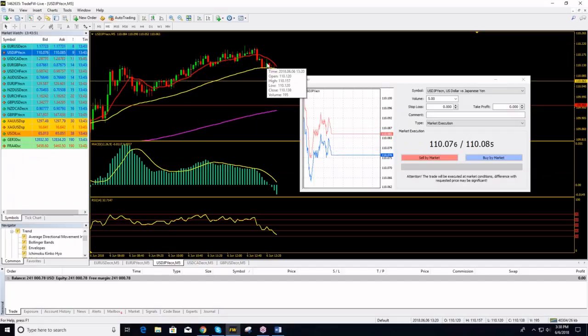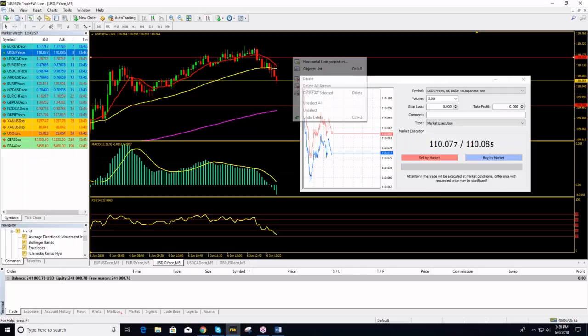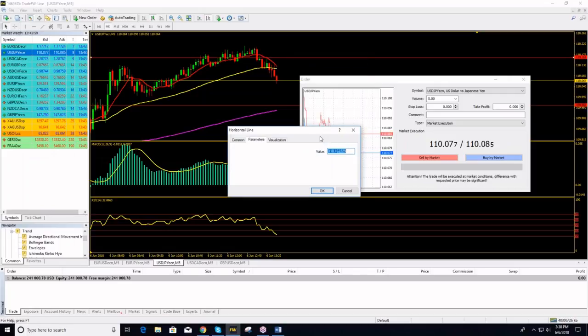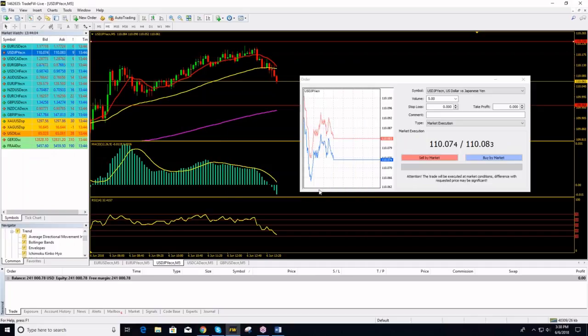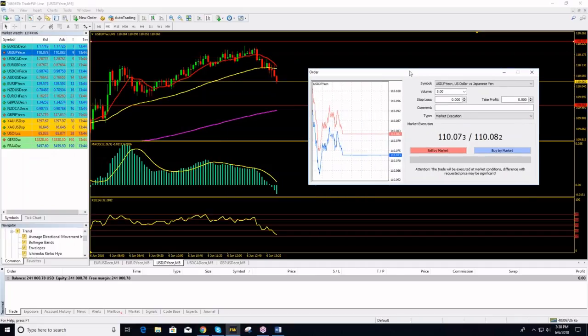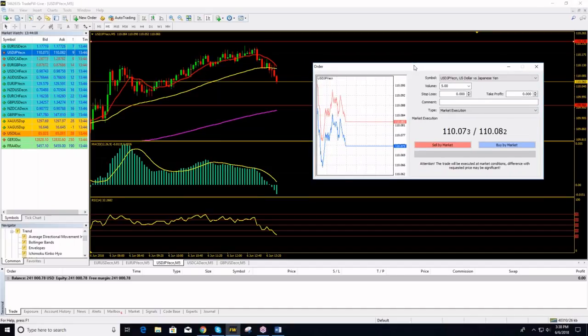110.23 is my stop loss, as I said. Let me adjust that. 110.23. So we are getting ready for a short position on dollar yen as soon as we see a bearish cross of these two lines, MA10 and MA50.